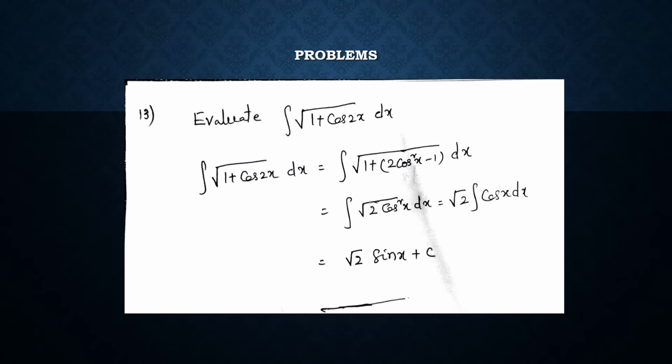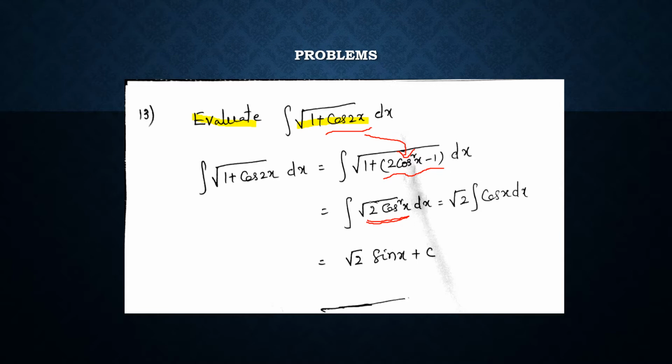Now, note down this problem. Evaluate the integral of square root of 1 plus cos 2x dx. By using the trigonometric formula, we can write cos 2x as 2 cos square x minus 1. Then the integrand becomes square root of 1 plus 2 cos square x minus 1 dx. Then the plus 1 and minus 1 get cancelled. Then the integral of root 2 cos square x dx.